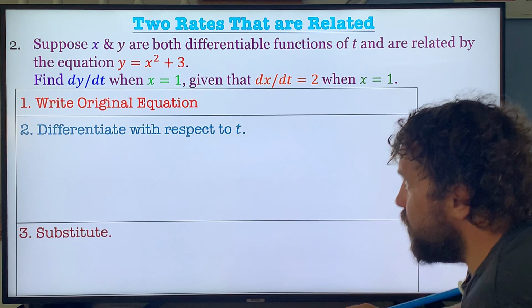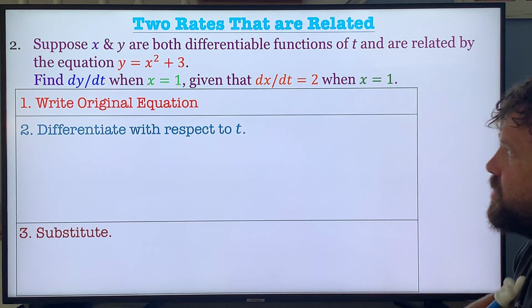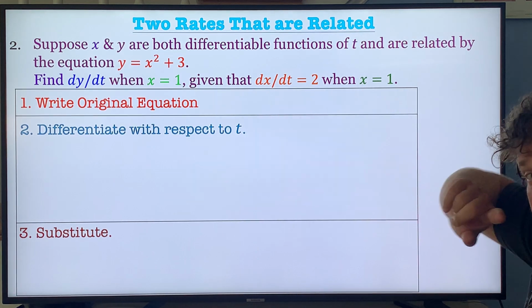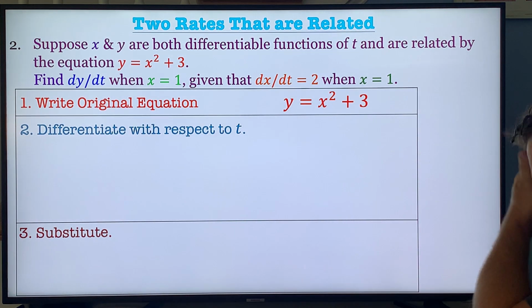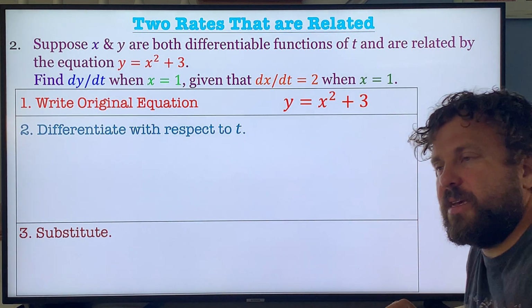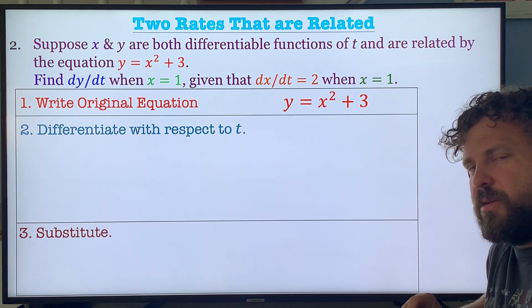So, we have a couple things going on here. So first thing, write the original equation. What's the original equation? Write it down. You do. Write it. All right? I gave you time for that. You should have put y equals x squared plus 3. Now I want you to differentiate this with respect to t. Go for it. You can pause.